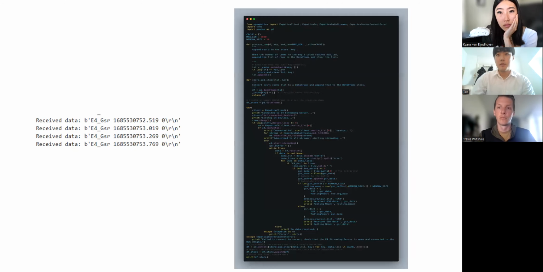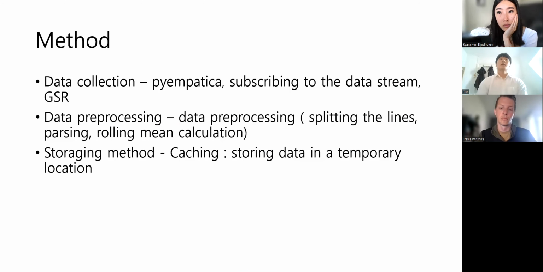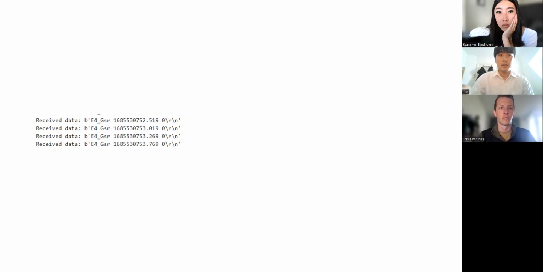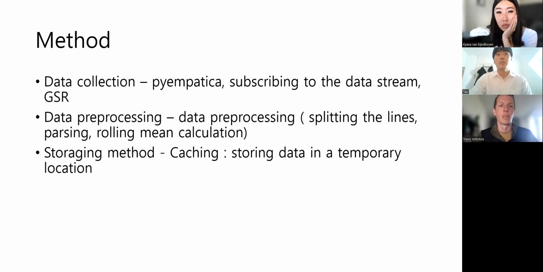And this was my final code. I'm going to explain it bit by bit. For the method part, we used a library called PyEmpatica. It was basically a bridge between the Empatica streaming server and Python. The pre-processing was done using splitting, because the data had to be split in order to be made into readable data, then parsing, and also the rolling mean calculation. This was seen in the EDA pre-processing of Kiana's work.